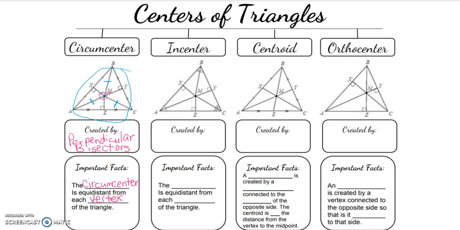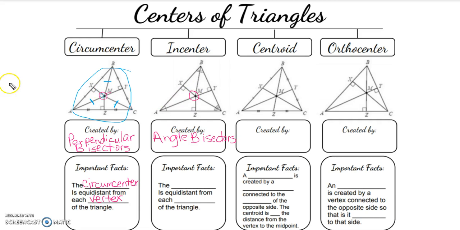Okay, going back to the incenter. The incenter is created by angle bisectors. Angle bisector. Okay, so that is created by the angle bisectors. Okay, now what that means is we've got point M again here. That is where all the angle bisectors meet.